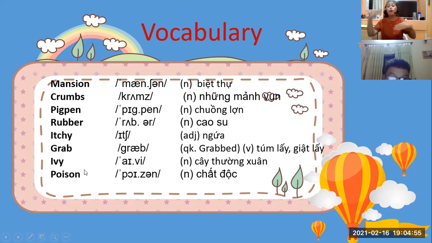Do you have any idea about poison? Poison is a liquid that will be put into your food or into your body. You can drink that, and you will be hospitalized or you will die. For example, if you can see a bottle, like this one.